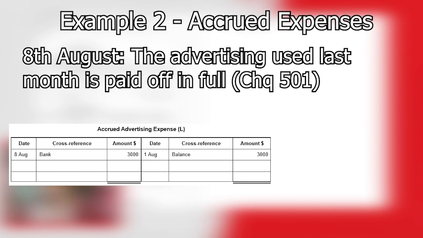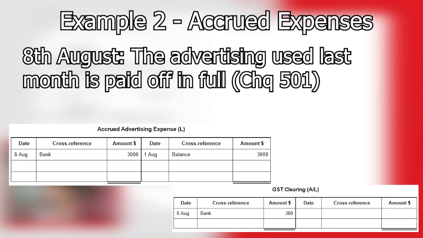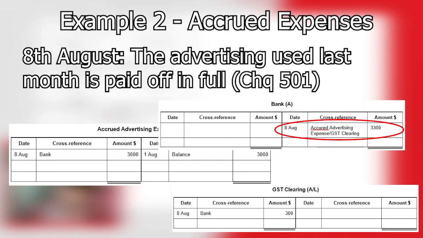And then if we have a look at our general ledger, we can see August 1 balance 3,000, and then the bank, because we've paid it off on the debit side, also 3,000, and that means it's a balance of 0. You got the GST clearing debit 300, and then the bank, you can see on the credit side 3,300. So that's a nice simple way.